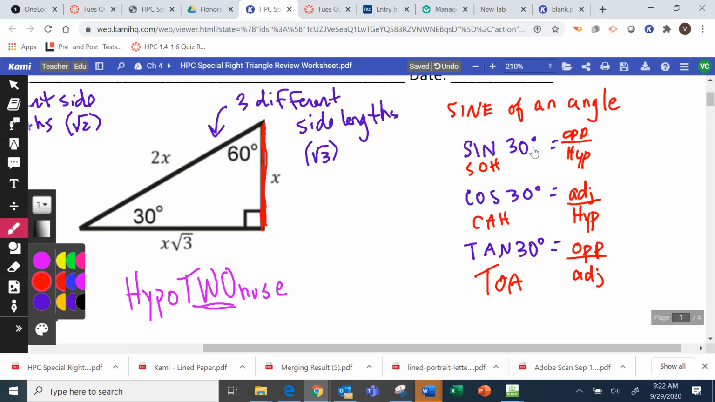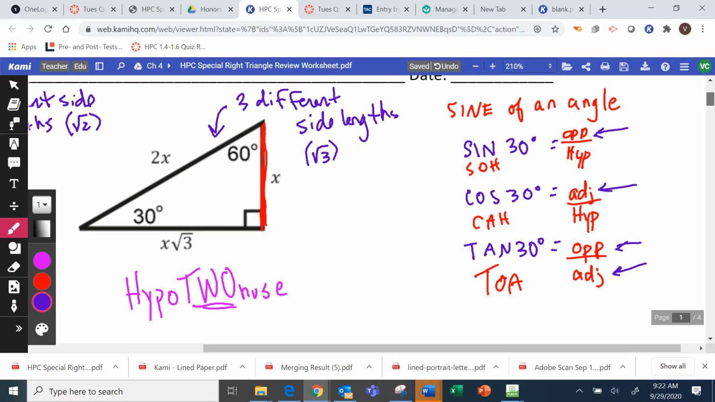And if you do put them in order, oops, I meant to change colors there. If you do put them in order, which I'm going to put them in order every single time, opposite, then adjacent, then tangent is opposite over adjacent. So they will keep that same order if you put them in order every single time.